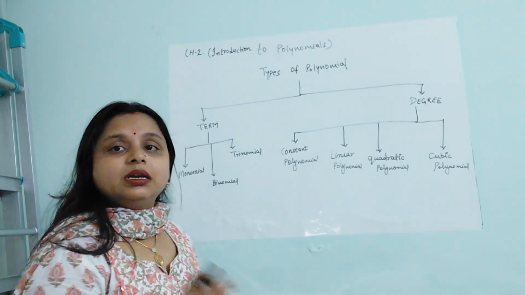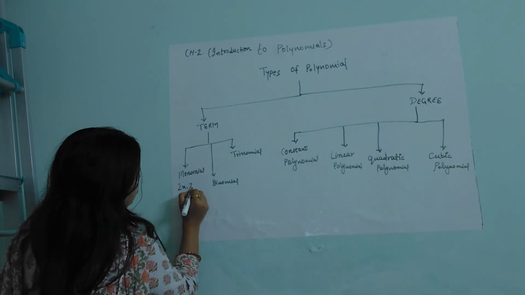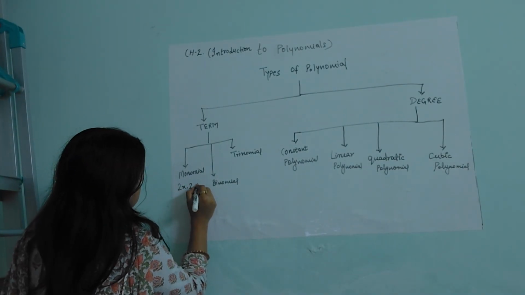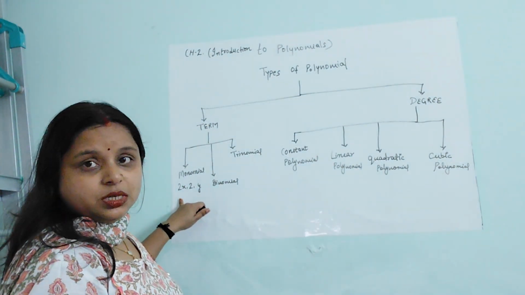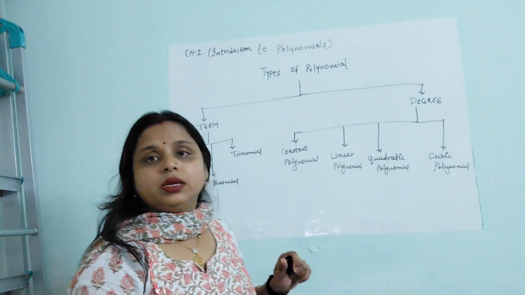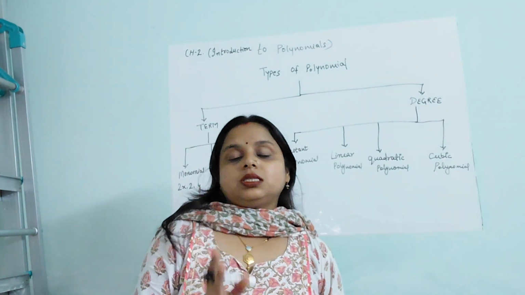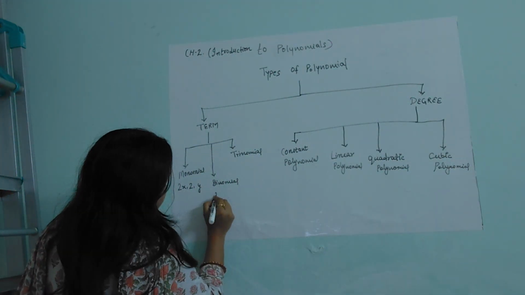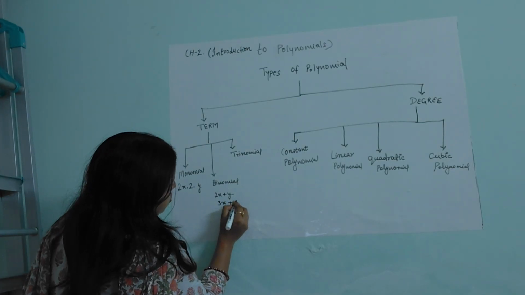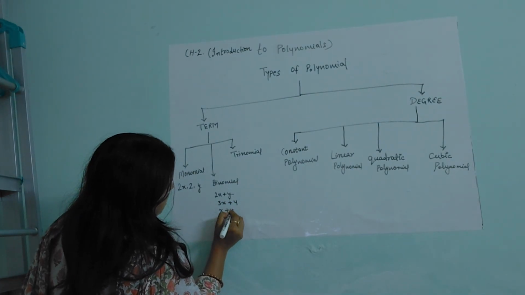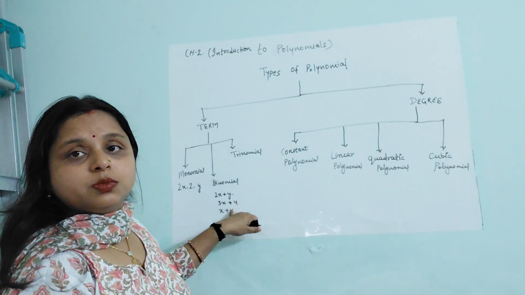Monomial means a single term. If an expression has a single term like 2x, 2, or we can say y, this is a monomial, since there is only a single term associated with this expression. Next is binomial. Any expression or any polynomial which has two terms associated with it is called binomial. Example: 2x plus y, 3x plus 4, x plus y. These are examples of binomials, since there are two terms in an expression.